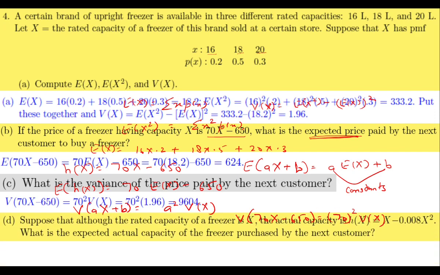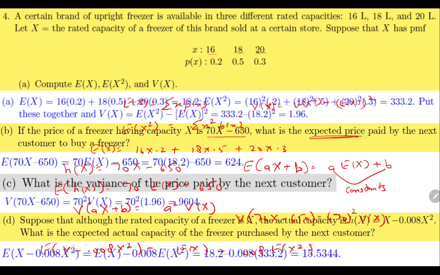The next part says that the actual capacity h(x) is x minus 0.008x square. So find the expectation. Again, expectation of x minus 0.008x square, which is a function of x, is expectation of x minus 0.008 expectation of x square. So a constant would always come out when we are finding the expectation, and in case of the variance it behaves a little bit differently, but it comes from the formula that variance x is expectation x square minus expectation x whole square. So the answer comes out to be 15.54.